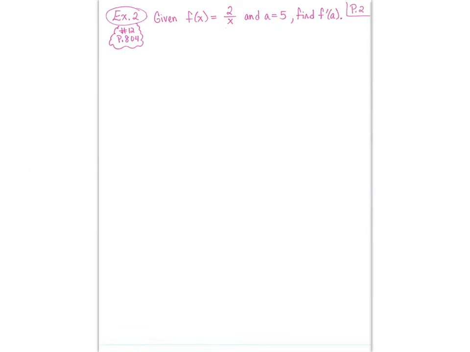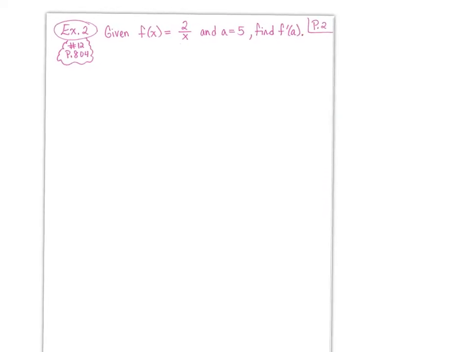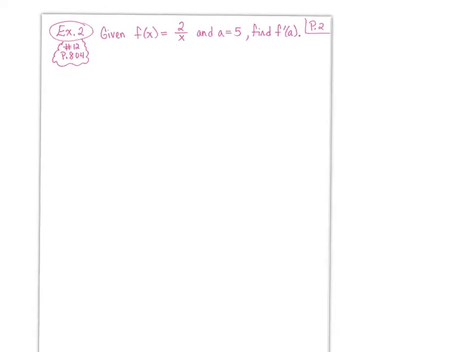So this is another problem. A little bit lengthier, but this is another problem. So we have a given f of x. It's not too long. Given f of x equals 2 over x, let me move this down a little bit. Given f of x is equal to 2 over x and a is equal to 5, find f prime of a. What are we finding? Walk me through it. Come on. F prime of 5. Good.